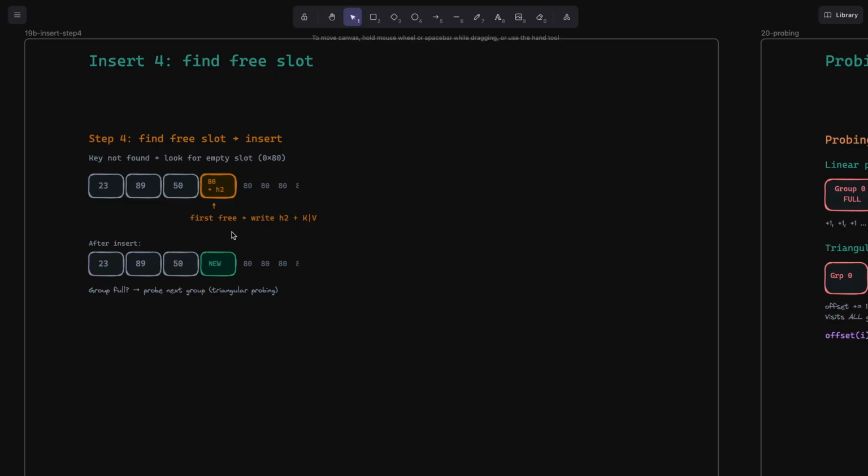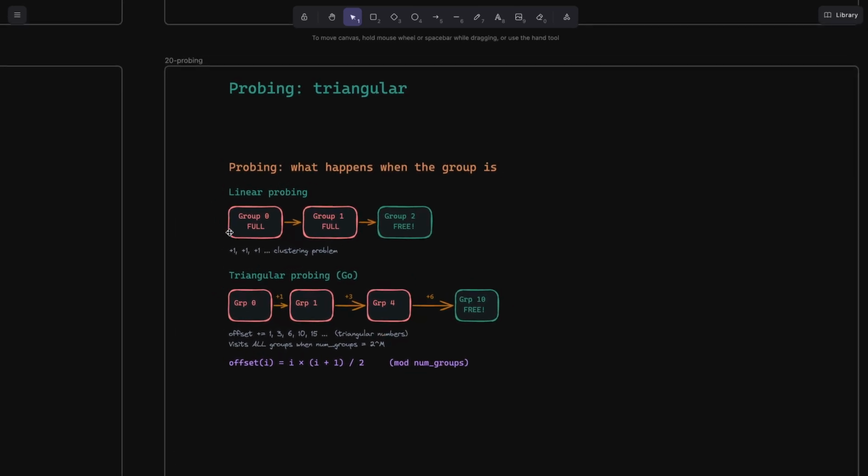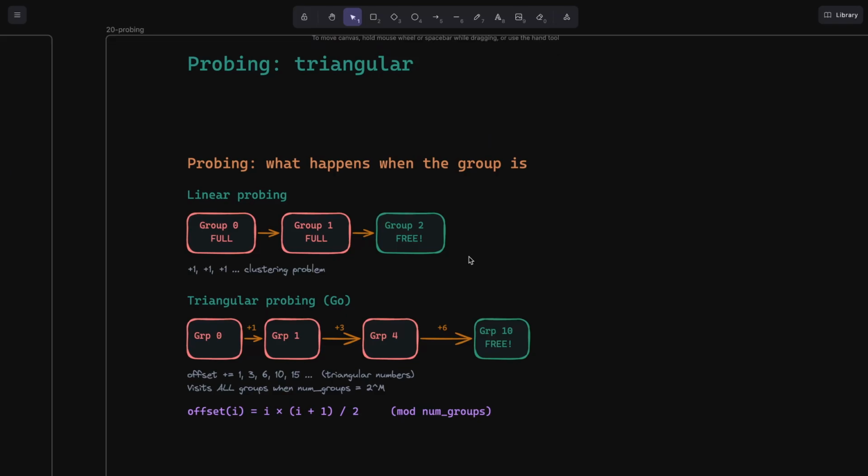But what if the group you landed in is already full? Then you probe to another one. And here's the clever part: not just the next one. Swiss tables use triangular probing. You jump one group, then 3, then 6, then 10. Those are triangular numbers, the gaps growing by 1 each time. Two nice properties come out of this. It's guaranteed to eventually visit every group, so you always find a spot if one exists, and it avoids the clustering that simply checking the very next slot creates.